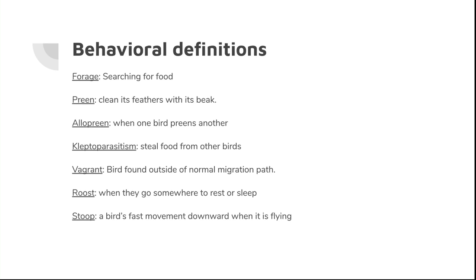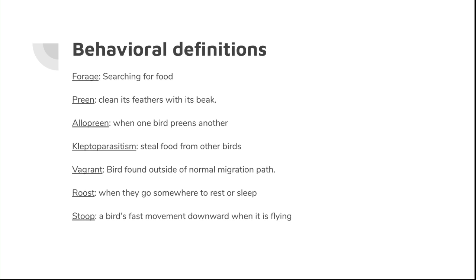Now, kleptoparasitism, or however you say that. I'm not really good at pronunciations, but the meaning of this word is they steal food from other birds. Now, this happens in some gulls, like the ring-billed gull and other gulls, but it also happens in bald eagles. Bald eagles steal food from other birds. Now, vagrant is when birds are found outside of the normal migration path. Basically, this means that they are outliers. They aren't exactly supposed to be there, but sometimes it's normal to have vagrant birds.